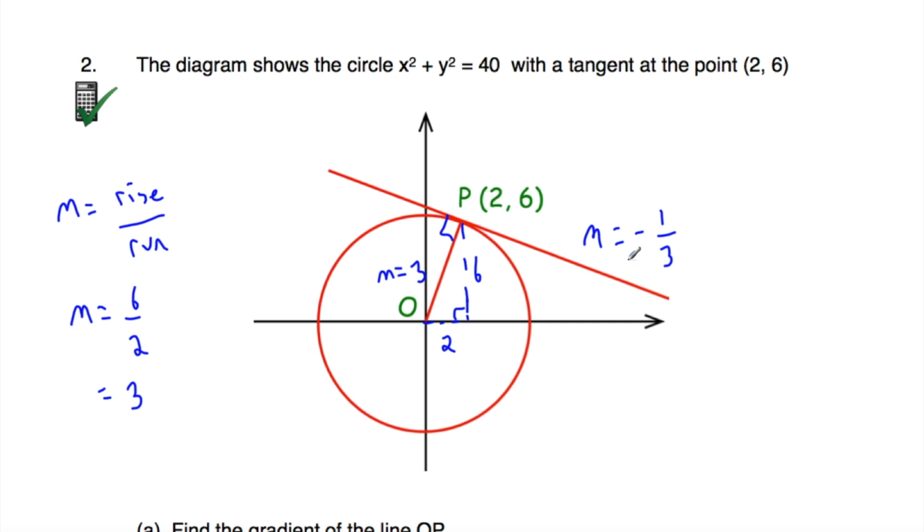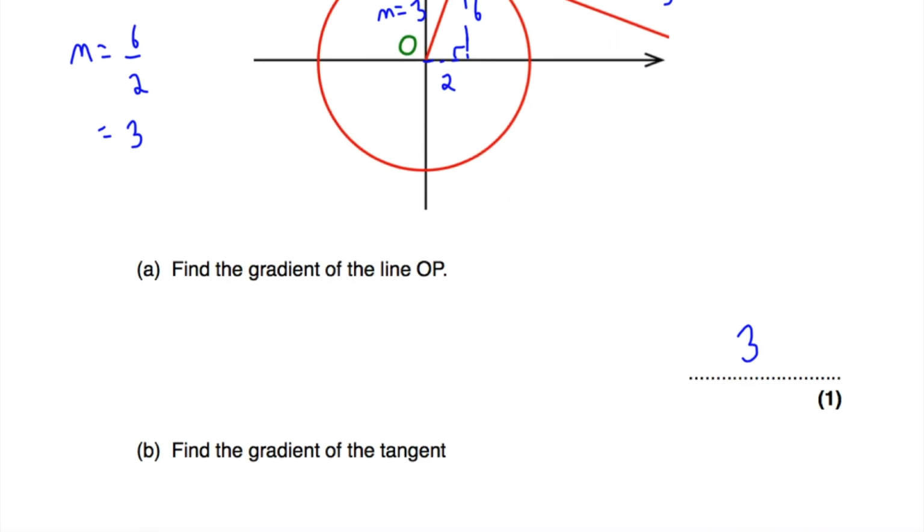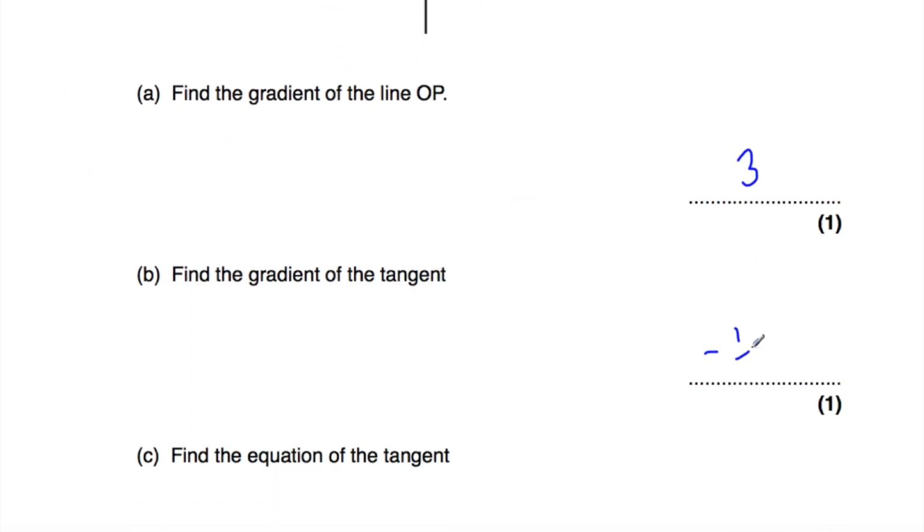So the gradient of this line, the tangent, will be negative 1/3. And again, we can check that if we multiply these two gradients together, we should get negative 1. And 3 lots of negative 1/3 would be negative 1. So that's right. So that means the gradient of that line is negative 1/3. So let's write that down. The gradient of the tangent is minus 1/3.